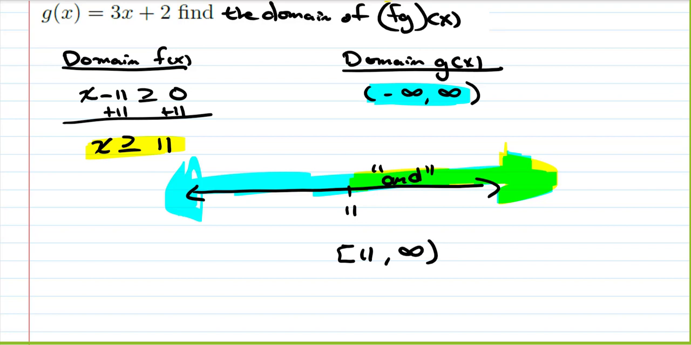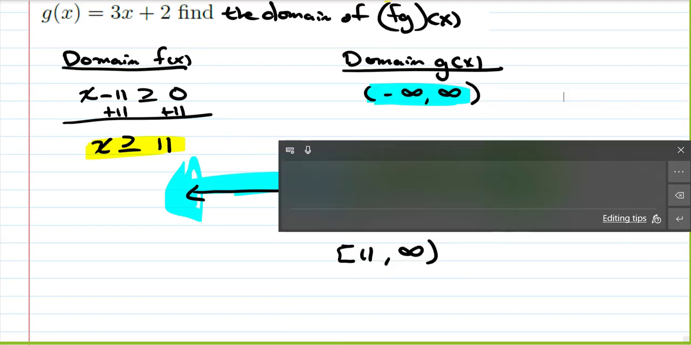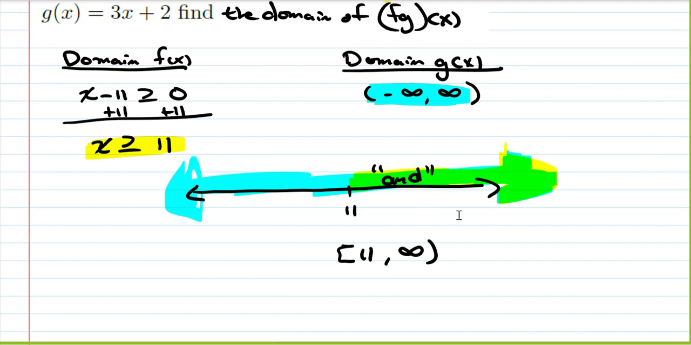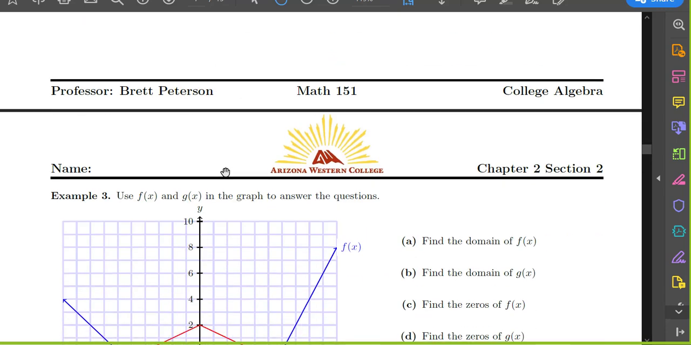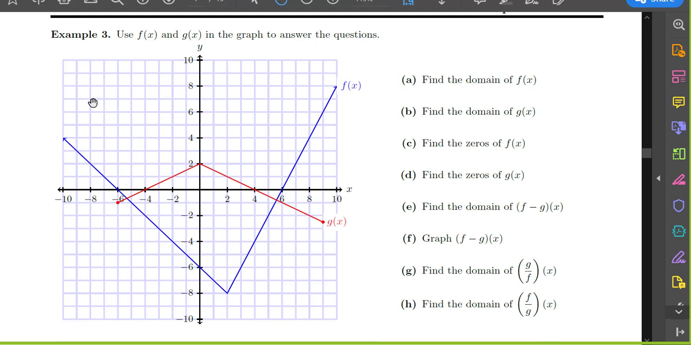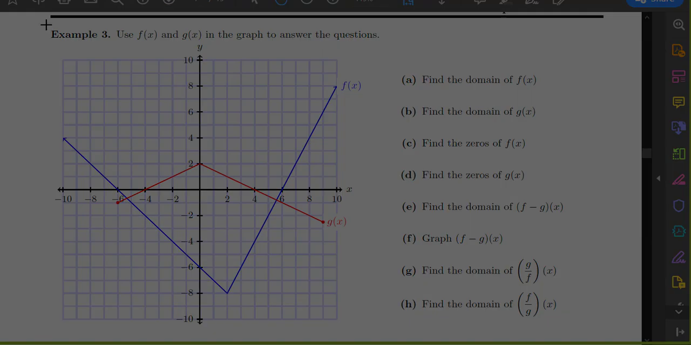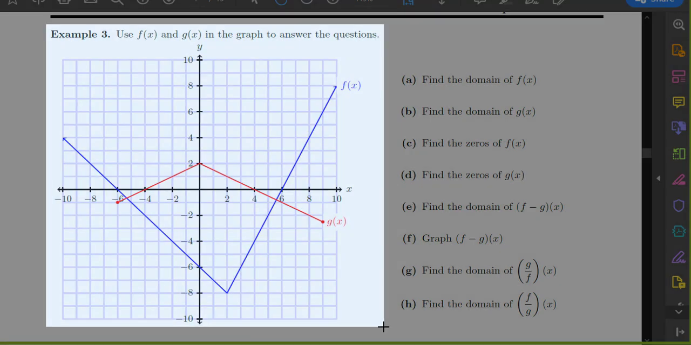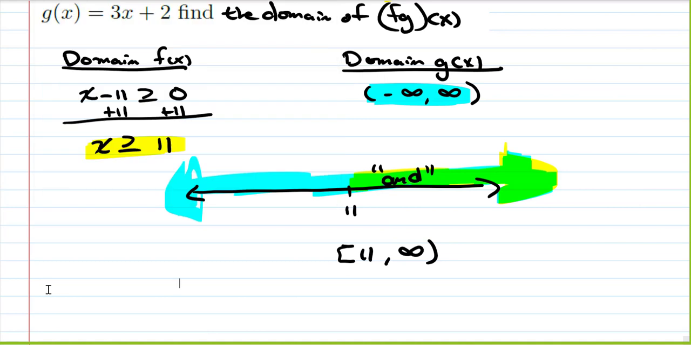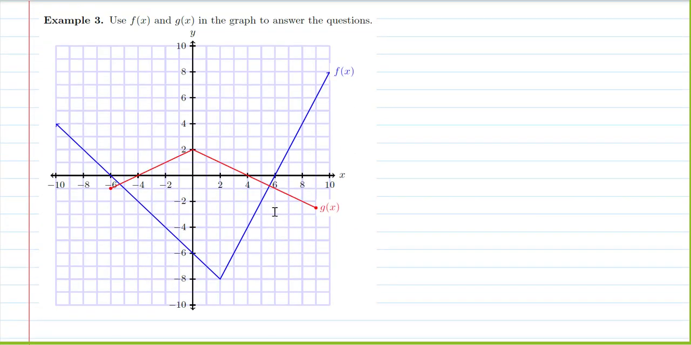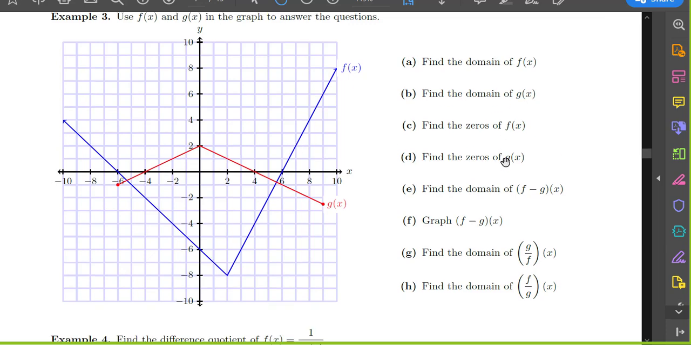Once again, the domain for the algebra of functions is going to be the "and" of the two functions, and then if we do division, we also have to exclude anywhere that would lead to division by 0. Example 3 is going to be the same thing, but it is done graphically to help us with this. So we need to answer our questions A through H.